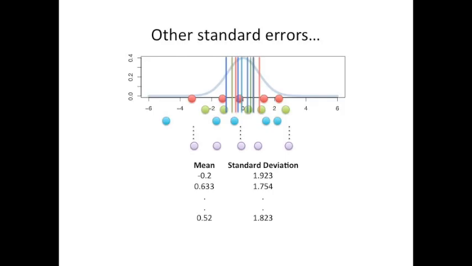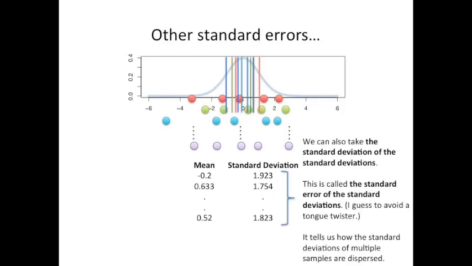We've shown how to calculate the standard error of the mean, but there are other standard errors. For example, we can also take the standard deviation of the standard deviations. This is called the standard error of the standard deviations, which I guess is to avoid a tongue twister. It tells us how the standard deviations of multiple samples are dispersed.